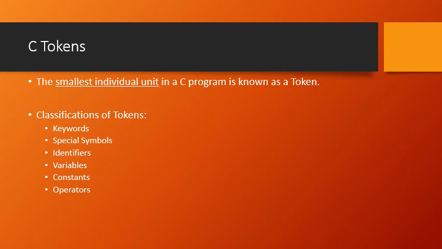We will learn these tokens in detail under their classifications. The classification of tokens includes keywords, special symbols, identifiers, variables, constants, and operators. Let us go ahead and learn each one of these classifications of tokens.